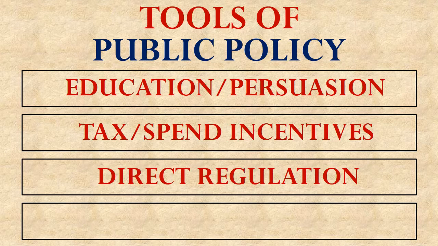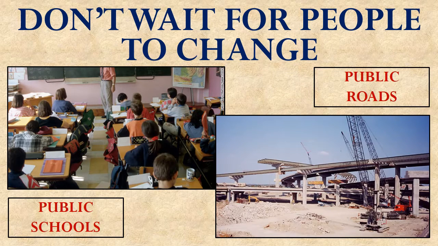So we're going to call that direct regulation. The government is directly regulating what you are allowed to do or not do. They are not merely encouraging you, they are ordering you. The fourth tool that they can use in public policy is to simply stop waiting for people to change and take over and do the job themselves.